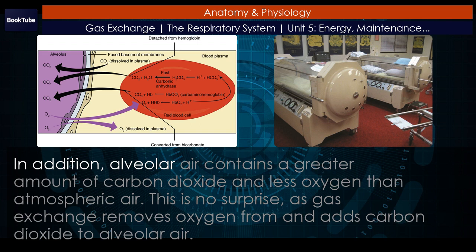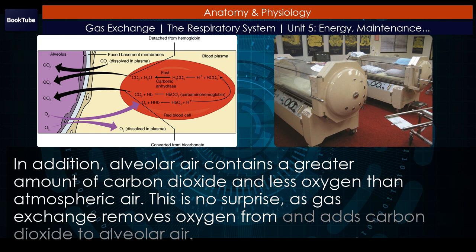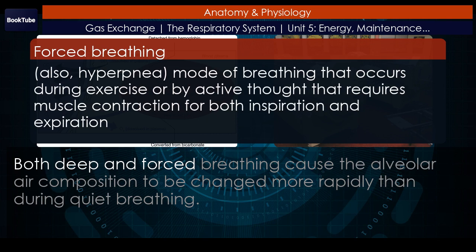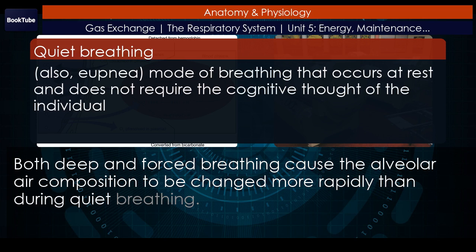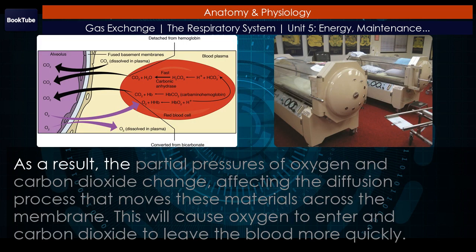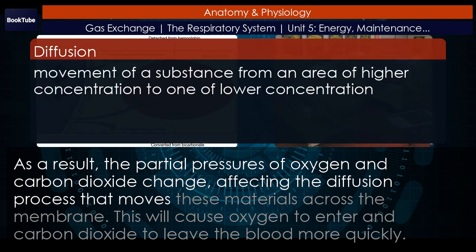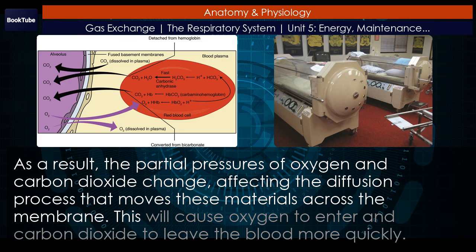In addition, alveolar air contains a greater amount of carbon dioxide and less oxygen than atmospheric air. This is no surprise, as gas exchange removes oxygen from and adds carbon dioxide to alveolar air. Both deep and forced breathing cause the alveolar air composition to be changed more rapidly than during quiet breathing. As a result, the partial pressures of oxygen and carbon dioxide change, affecting the diffusion process that moves these materials across the membrane. This will cause oxygen to enter and carbon dioxide to leave the blood more quickly.